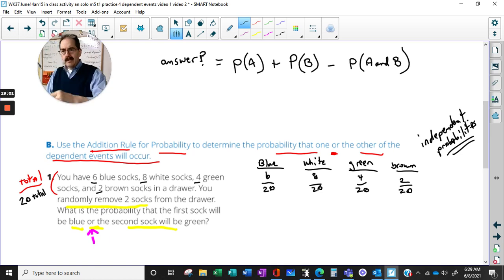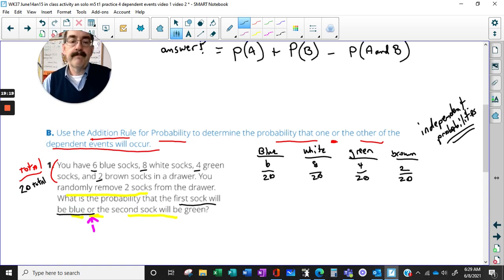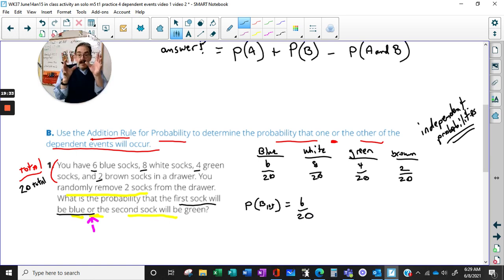and I want to draw 2 socks. What is the probability of just getting the 2 socks? What's the probability of getting a blue? Okay, now we should all have this. Blue. The probability of getting a blue on the first draw: 6 out of 20. I'm hoping everybody saw that. That's an independent event.